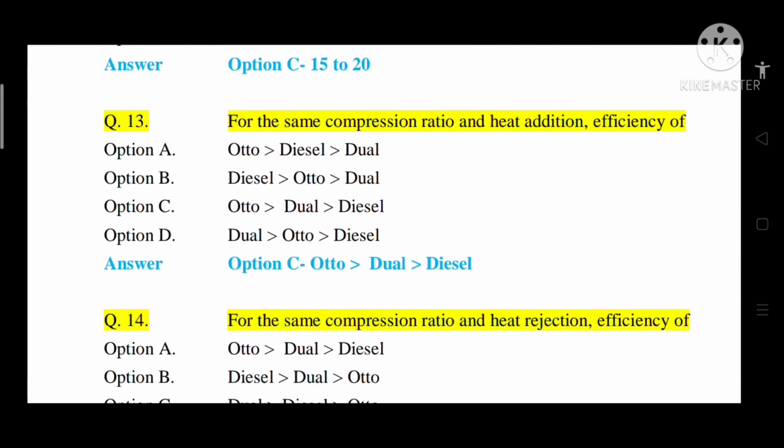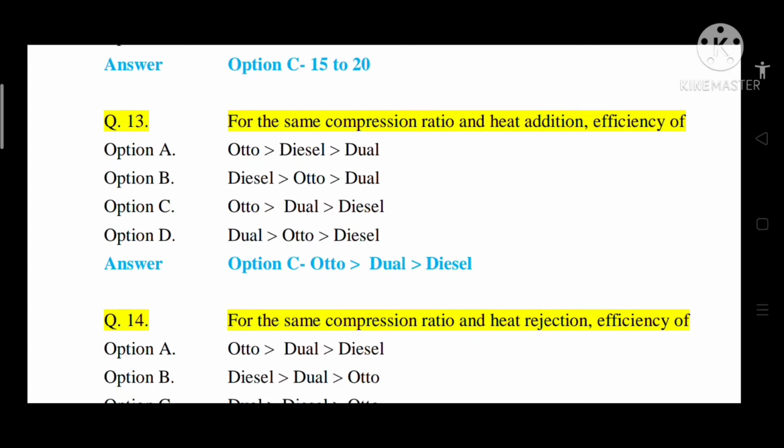Question number 13. For the same compression ratio and heat addition, the efficiencies of options are given. Option A, efficiency Otto is greater than efficiency diesel is greater than efficiency dual. Option B, efficiency diesel is greater than efficiency Otto is greater than efficiency dual. Option C, efficiency Otto is greater than efficiency dual is greater than efficiency diesel. Option D, efficiency dual is greater than efficiency Otto is greater than efficiency diesel.